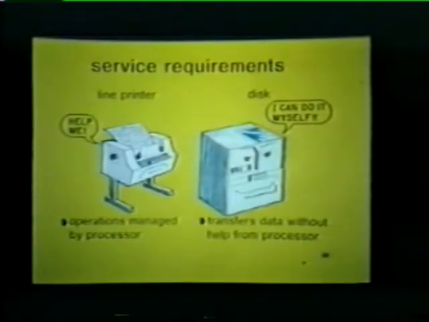The service requirements of a device also determine its priority assignment. At the left, we have a line printer which cannot operate without help from the processor. The printer must continually request help by means of interrupts, and the processor responds by managing all line printer operations. At the right, we have a disk, which is capable of transferring blocks of data to memory without help from the processor. Normally, the disk interrupts the processor only after it has completed its transfer or has terminated operation due to an error condition.